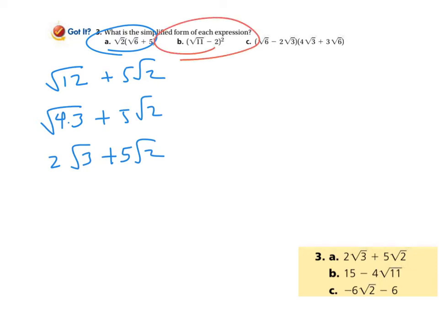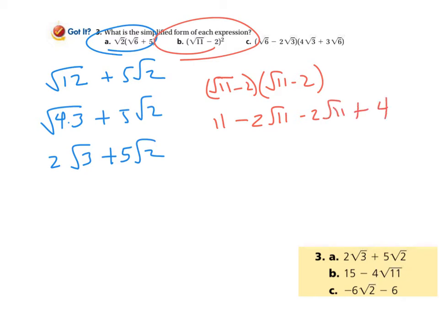In B, I'm going to basically write this out twice here. So square root of 11 minus 2 times the square root of 11 minus 2. Now I'm just going to FOIL. So square root of 11 times the square root of 11 gives me 11. And then minus 2 square roots of 11 minus another 2 square roots of 11, because again we're FOILing. And then plus 4 at the end.